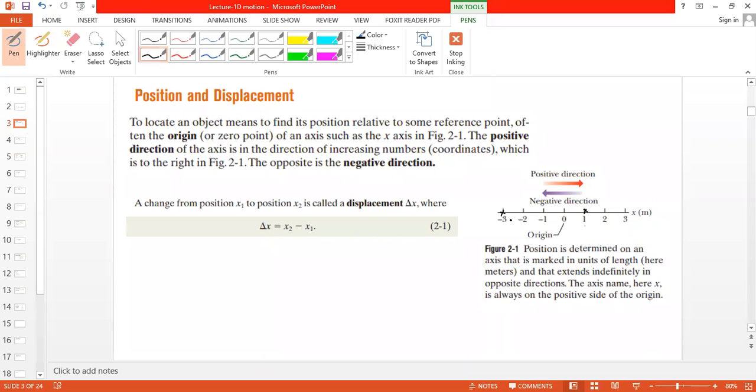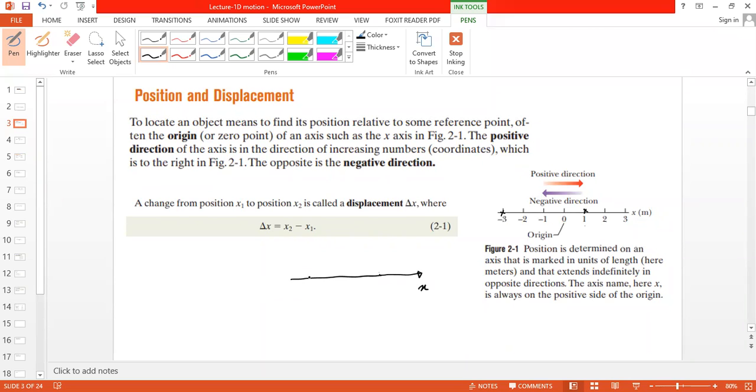And if we apply a force on an object, then it starts changing its position. When I apply a force, the object starts changing its position. By the way, we are dealing with one-dimensional motion here. That means the object will move along a line. So only the x direction is enough to explain the position of the object.